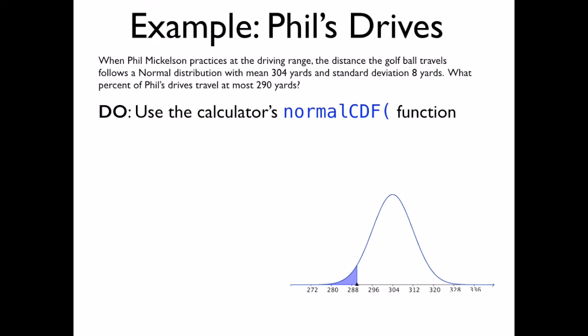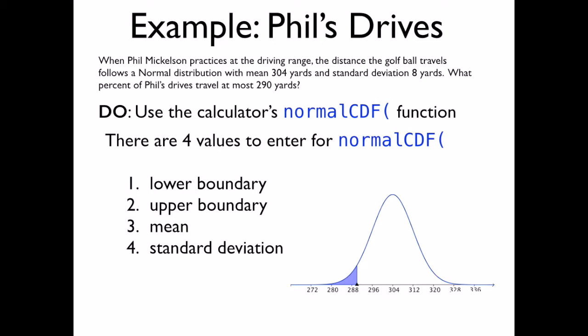But before we begin, there are 4 values that you enter into the normal CDF function. There's a lower boundary, an upper boundary, mean, and standard deviation. Because this is a left tail distribution, the lower boundary here is negative infinity, up to an upper boundary of 290. The mean was given as 304, and the standard deviation was given as 8. Now we can pull out the calculator and do some calculations.